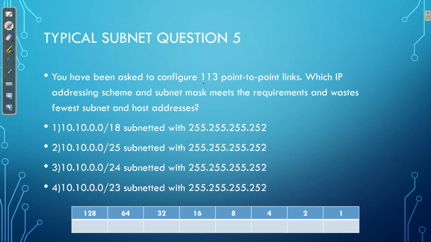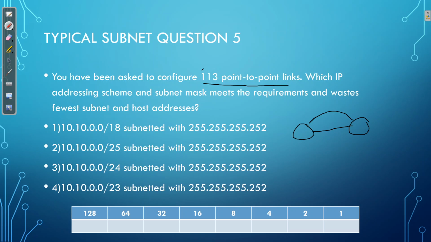This statement here tells me everything I need to know regarding the requirements. It tells me 113 point-to-point links. All a point-to-point link is, is a single link between two routers usually. So that's what a point-to-point link is going to be. And for a point-to-point link, we only need two IP addresses, so one for either router on either end of the link.